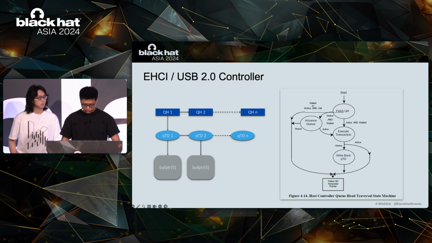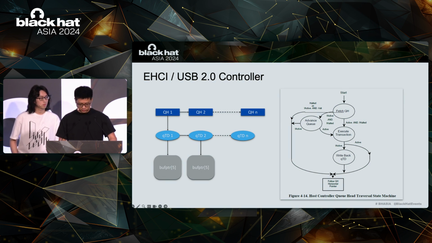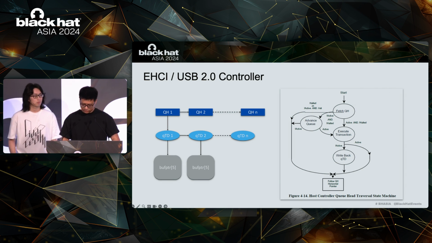QH stands for queue head, which forms a singly linked list. Each QH carries a linked list of QTDs, and the QTD is the smallest structure in EHCI data transfer. The QTD has a buffer pointer array, where each buffer pointer stores a physical memory address. From the diagram on the right, we can see that the USB controller first passes the QH, then processes and transfers the QTDs within the QH.